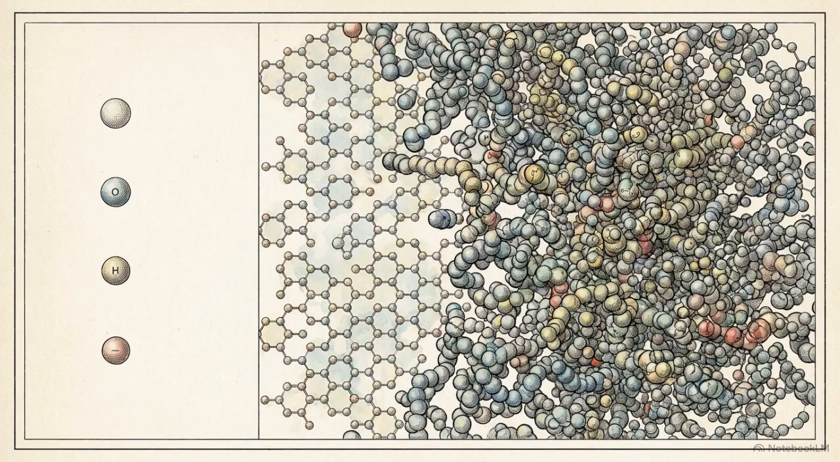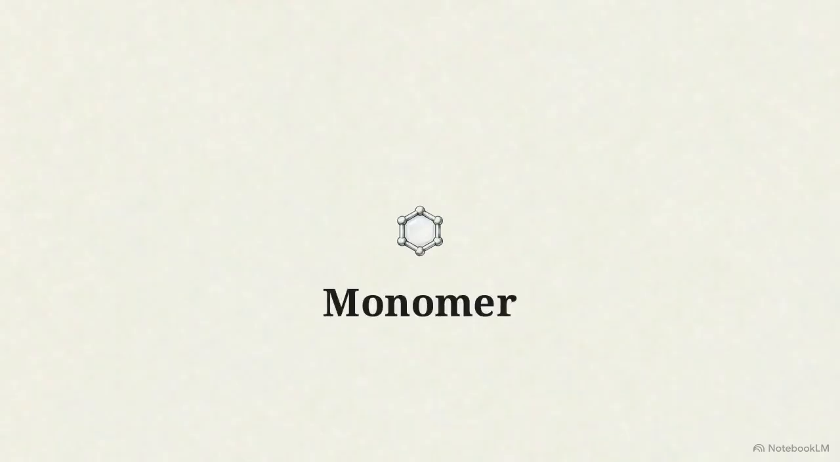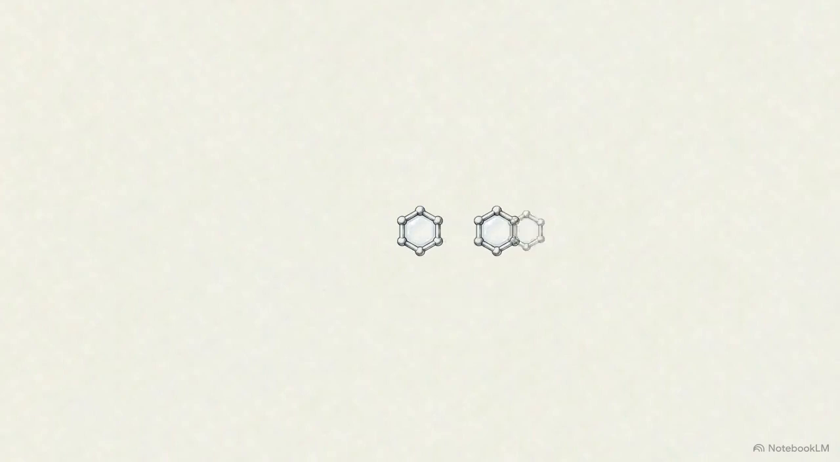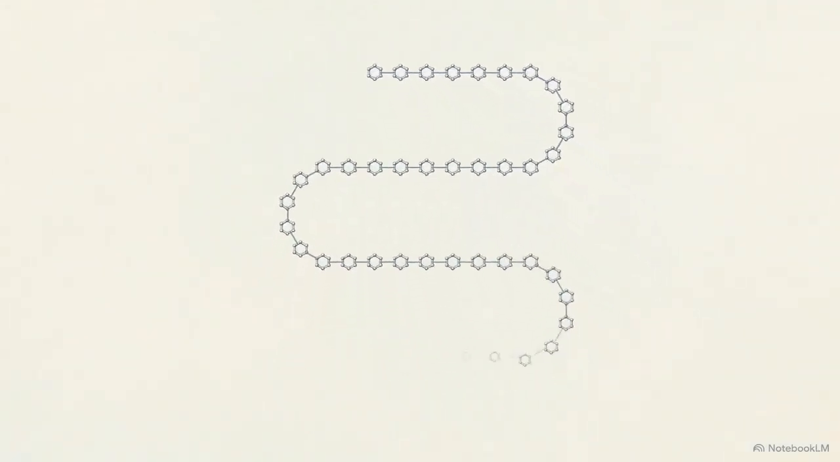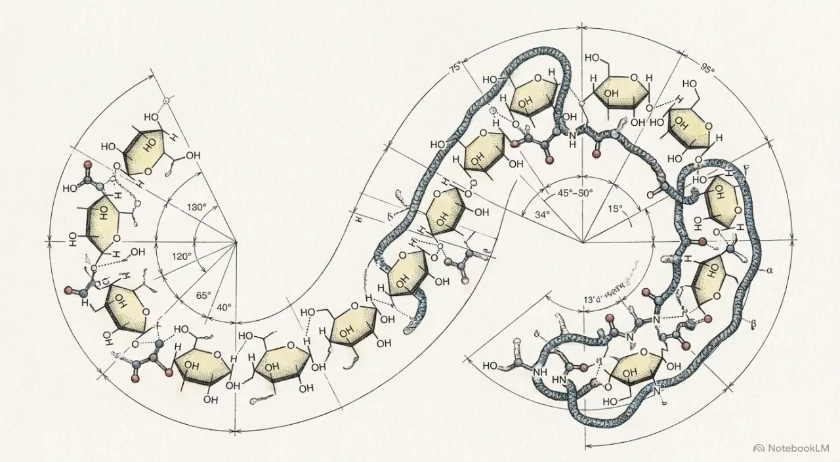The mechanism that bridges the gap between 4 basic atoms and the vast range of mechanical properties found in life is polymerization. It is the process of taking small, simple repeating units called monomers and linking them together into massive, complex chains. The physical properties of these massive chains are predictable.